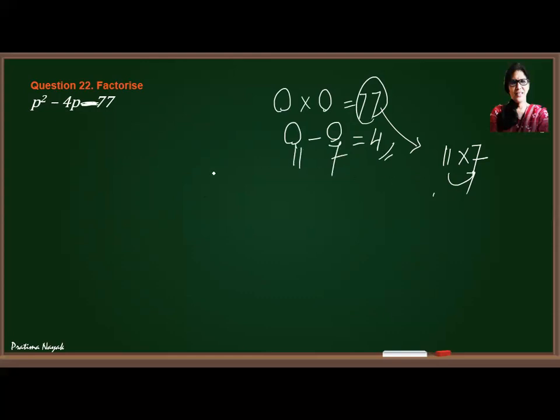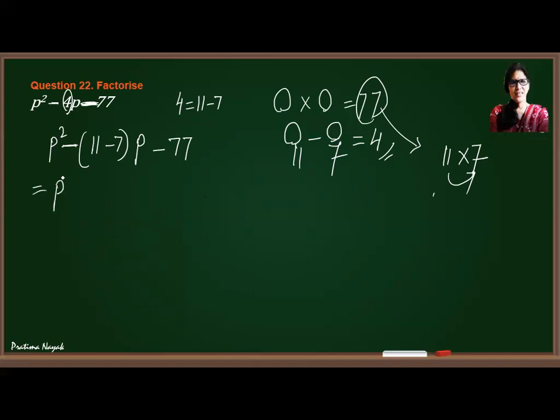So immediately you are getting it. I'll write p square. So take care how I'm writing, this negative will be carried very carefully. This 4 I'll split into 11 minus 7. So in place of 4, I'll write 11 minus 7, and minus 77 as it is.